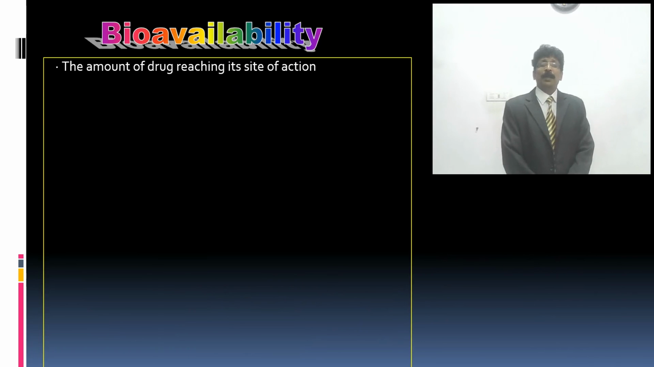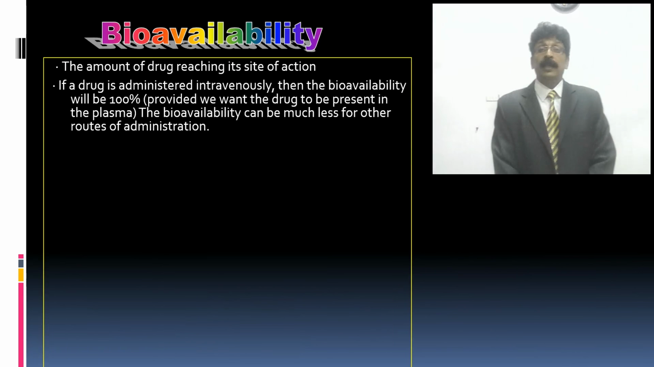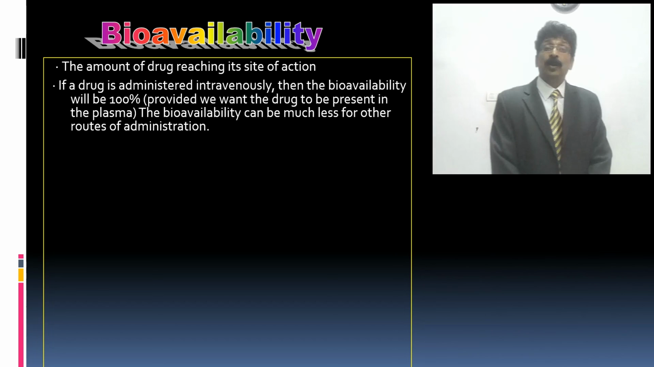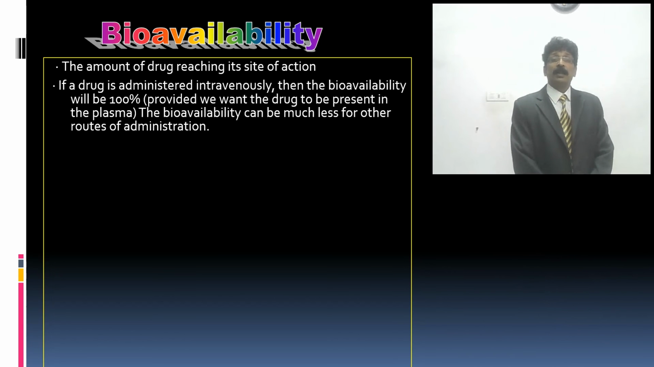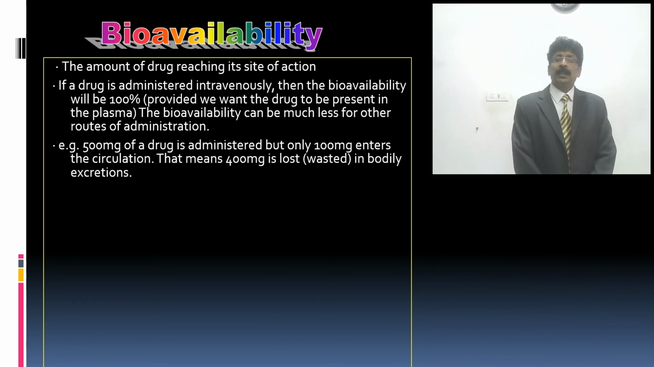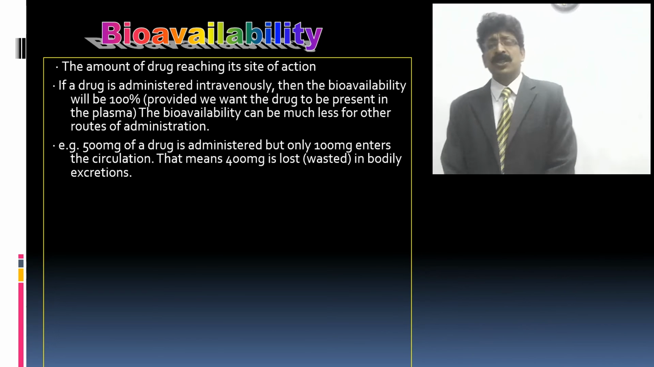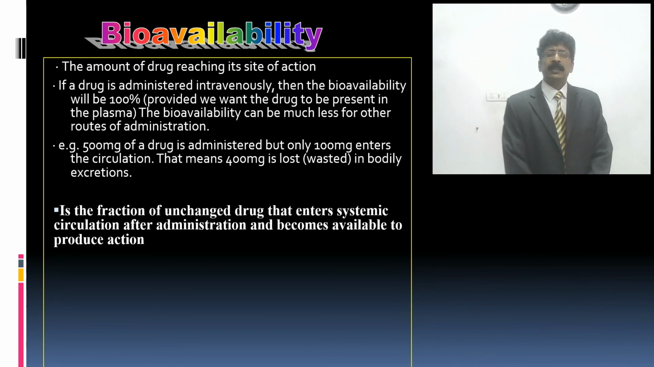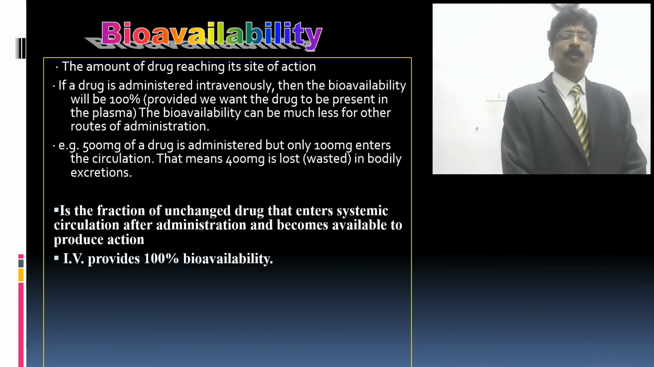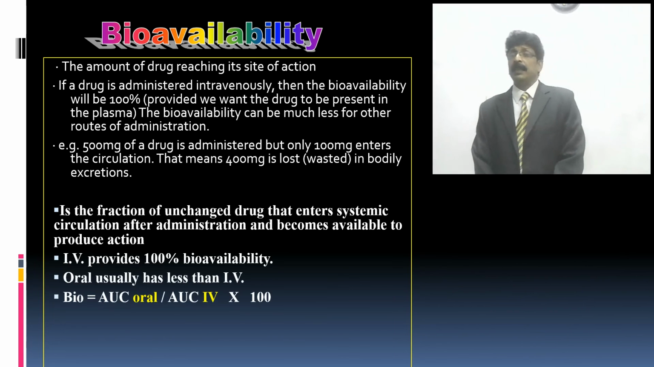So bioavailability is the amount of drug that reaches its site of action. If a drug is administered intravenously, then the bioavailability will be 100%, provided we want the drug to be present in the plasma. Bioavailability can be much less for another route of administration. For example, 500 milligrams of drug administered, but only 100 milligrams enters the circulation. That means 400 is lost in the body by excretion. So it is the fraction of unchanged drug entering the systemic circulation that becomes available to produce action. IV produces 100% bioavailability, oral usually less than IV.